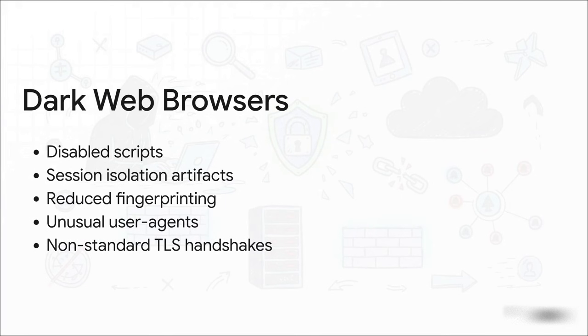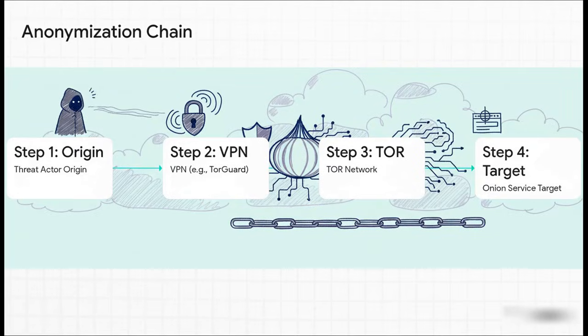Okay, so to get on TOR, you need specific hardened browsers, and these browsers leave behind some very distinct forensic artifacts. What you're looking at here are key indicators we can hunt for both on the endpoint and in our network telemetry. Things like disabled scripts, artifacts from session isolation, or unusual user agent strings in your logs. These are all strong signals that a user is operating with heightened OPSEC, and that alone should be enough to trigger a deeper investigation.